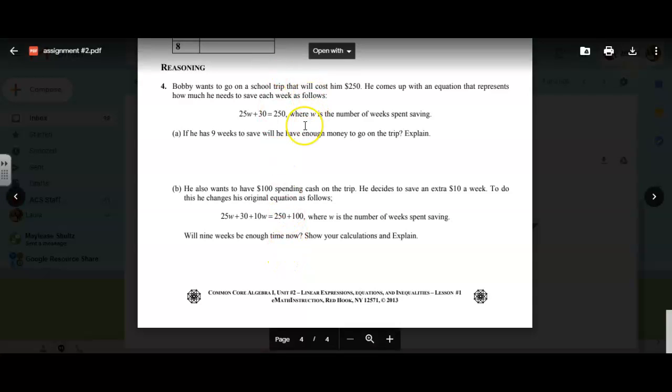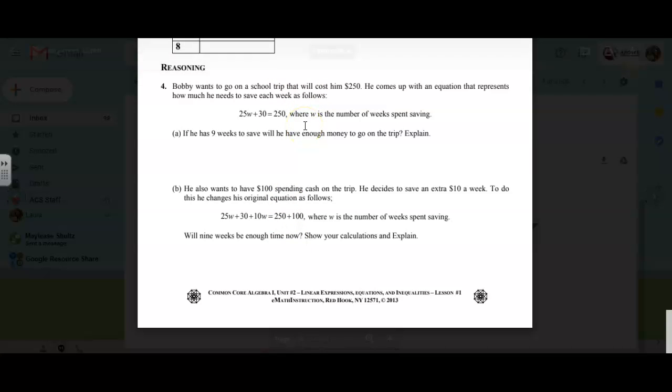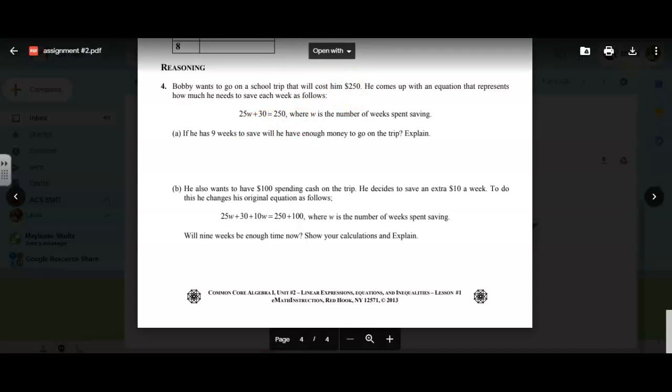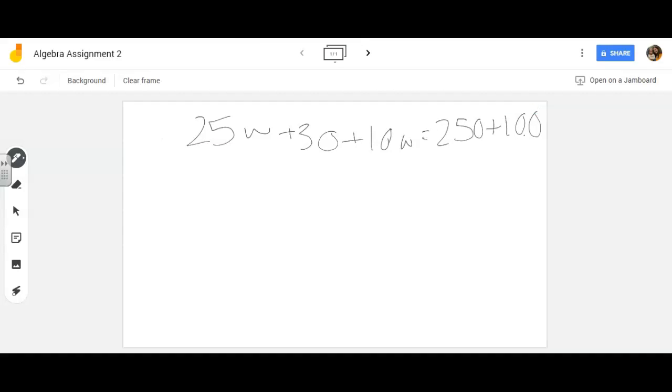Well, originally, if he kept his original equation, no, it wouldn't have been. He only would have had $5 spending cash. He could have gotten a churro, but he's not getting a t-shirt. All right, so now he wants to have $100, so he's adding in that extra $10 a week. So let's take a look at this. Sorry how sloppy it is. So W is still 9 in this case. So anytime we see a W, we're replacing it with 9.